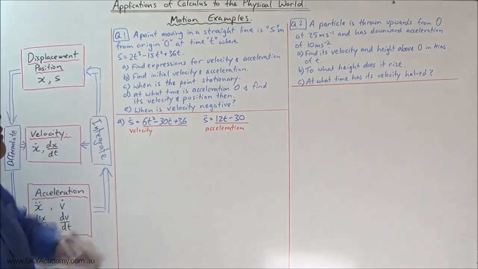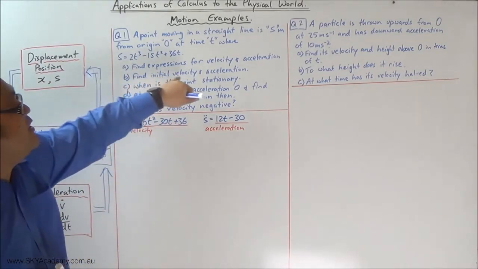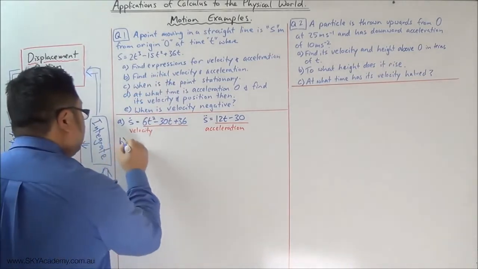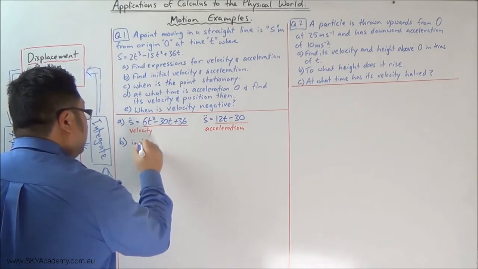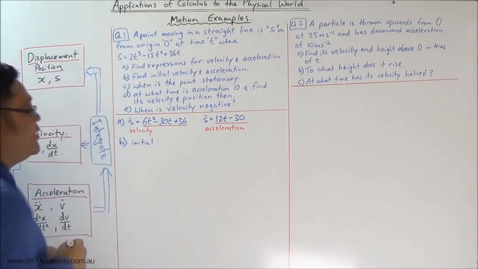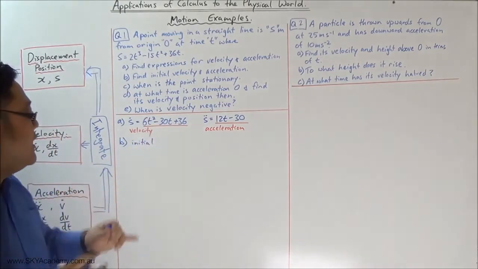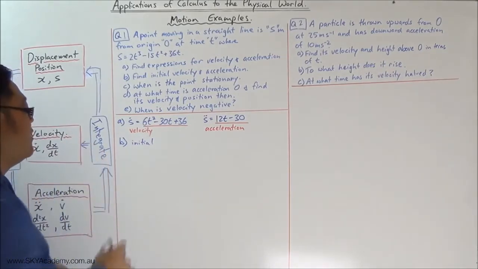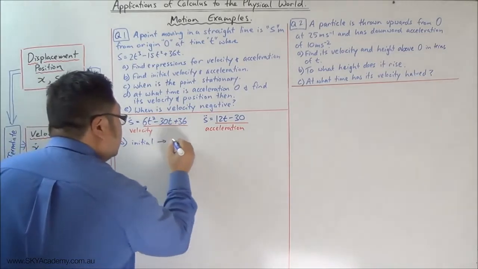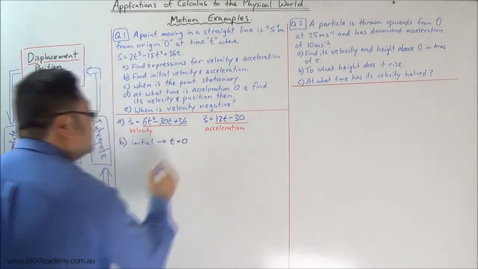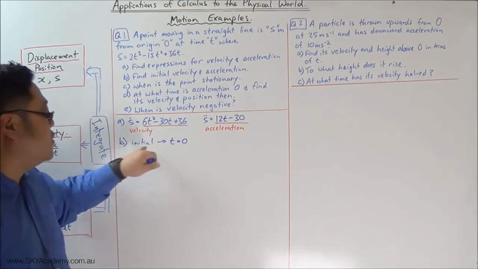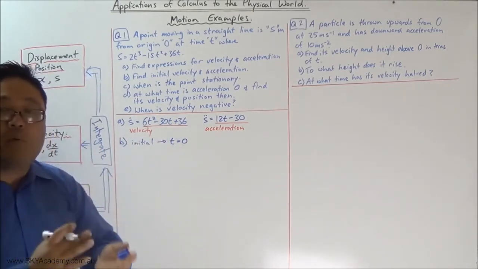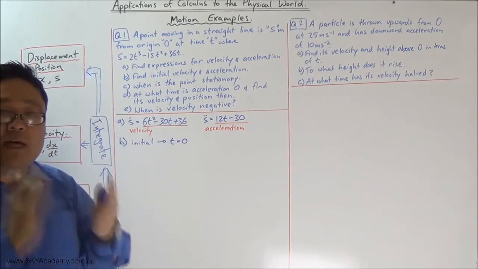Then it says find the initial velocity and acceleration. Whenever you see the word initial, you're looking at the very beginning, and at the very beginning, you can say time equals 0. Whenever you see initial, what that means is time is starting at that point. Initial means time equals 0.